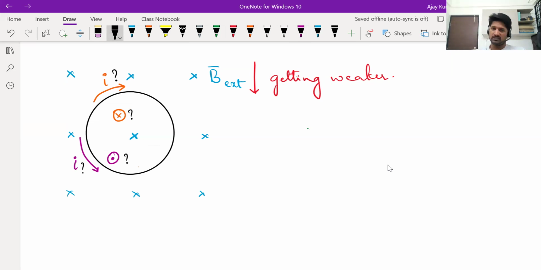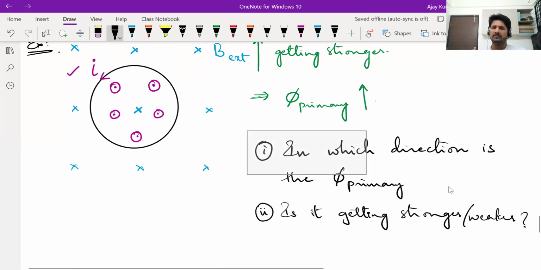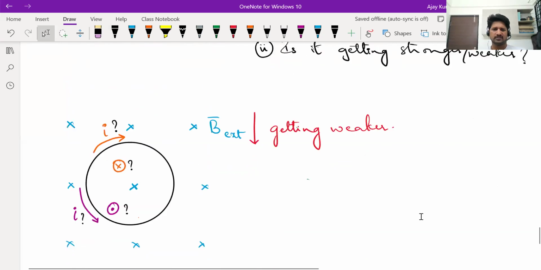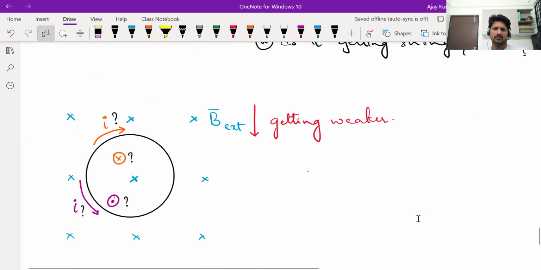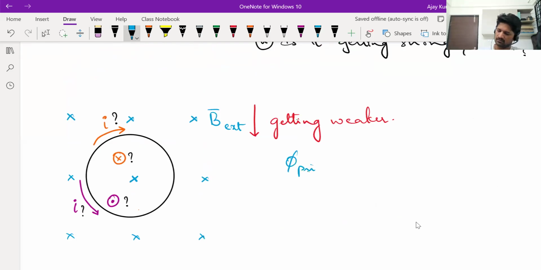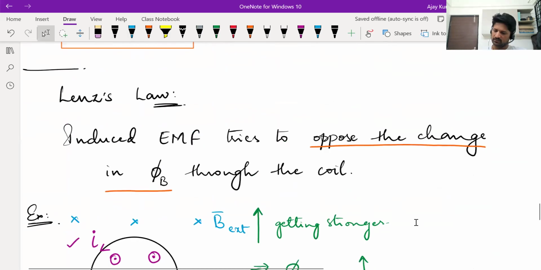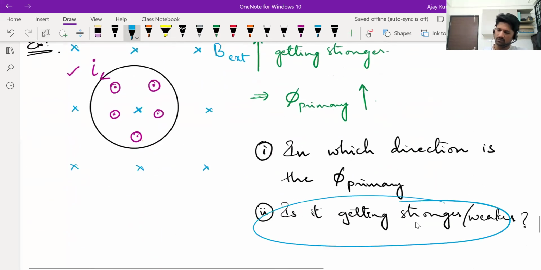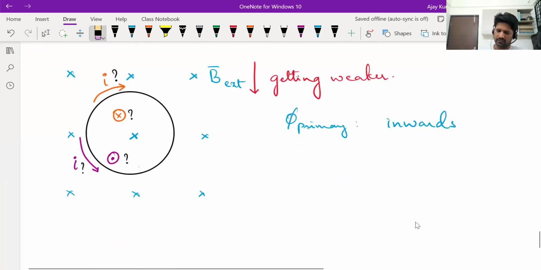Okay. To get the direction of secondary flux, we should know what is happening to the primary flux. So as I said, first thing you need to think about is in which direction is the primary flux. It's obvious in this question, crosses indicate primary flux is into the screen. Okay, so let us write that. It is inwards. And the next thing you need to think of is, is it getting stronger or weaker? It was given to you in the problem directly that it is getting weaker, inwards and decreasing.